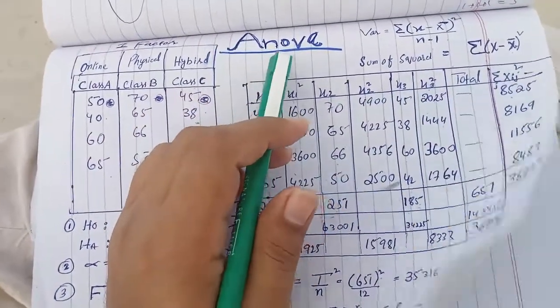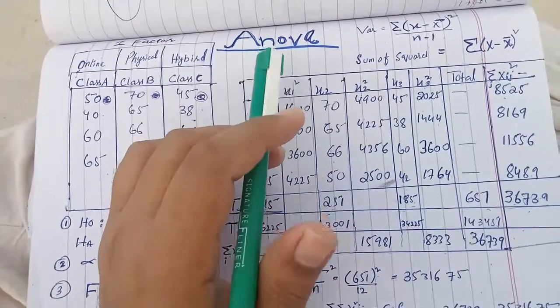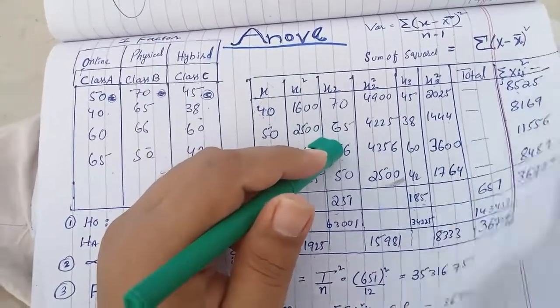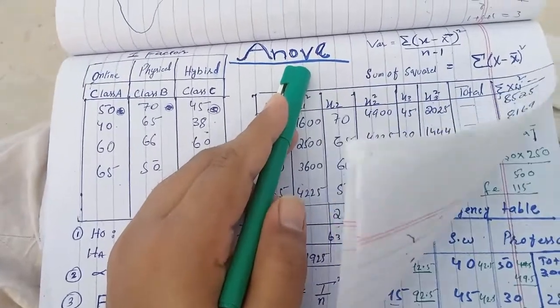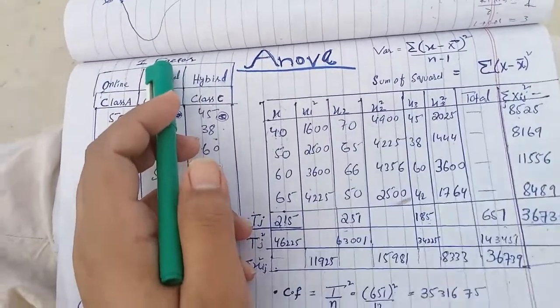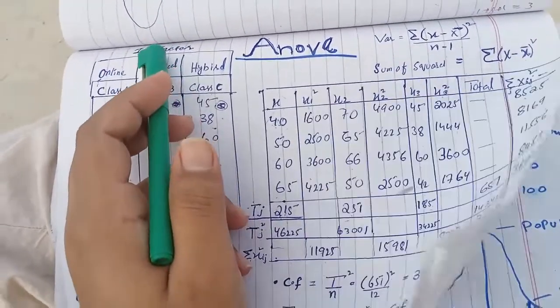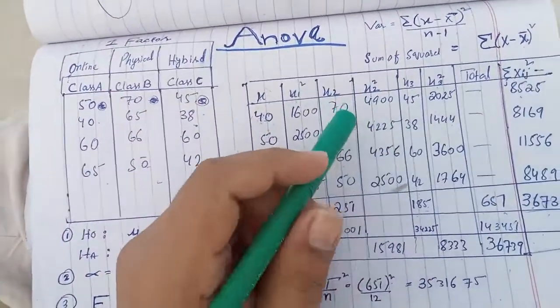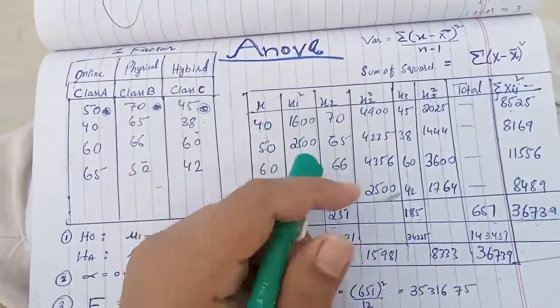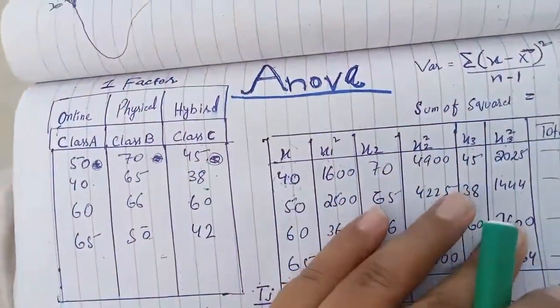Now there are two types of ANOVA. One is the one-way ANOVA, second is the two-way ANOVA. And the one-way ANOVA test will try to study with one factor. What is the one factor? I will tell you in a while. And then in the next video we will discuss the two-way ANOVA. So let's first discuss what is ANOVA.